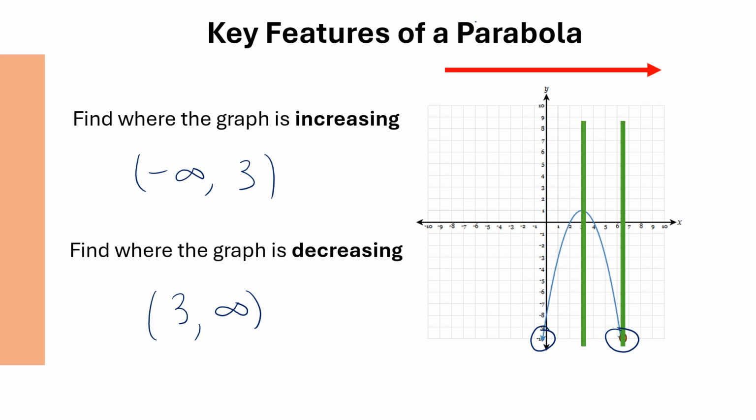So for the first one, any x values that are less than 3, your graph is going up. So you can rewrite this as x is less than 3. And for the domain, any x values that are bigger than 3, your graph goes down. So you can say x is greater than 3.